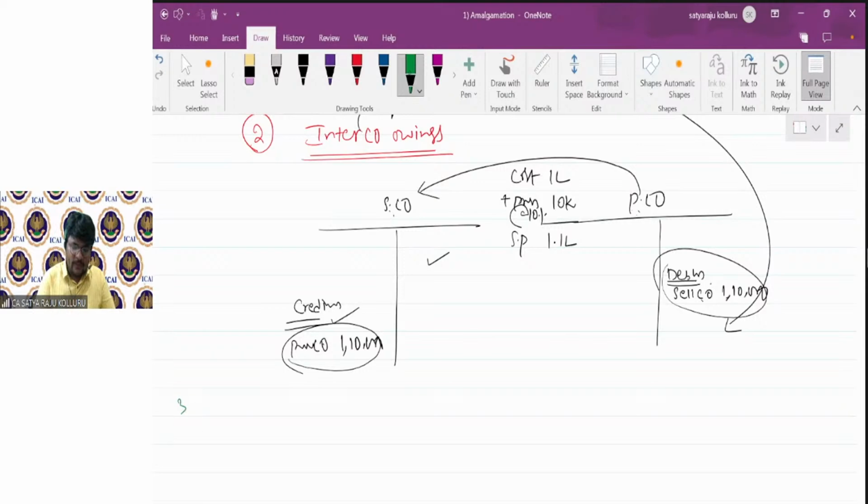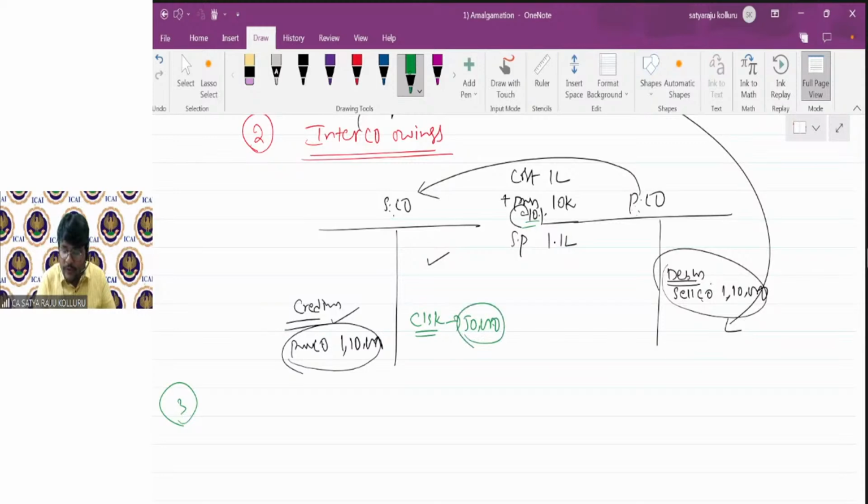So which is the third aspect? What is that aspect? First, I will let you know. The purchasing company is selling goods to the selling company ultimately, right? By adding 10% profit. Now, in the selling company, closing stock, let us assume 50,000 worth of goods are there.